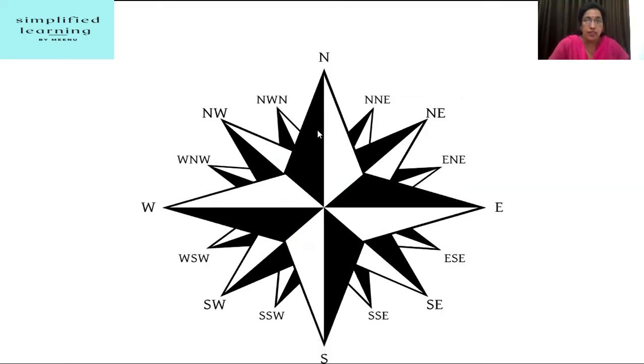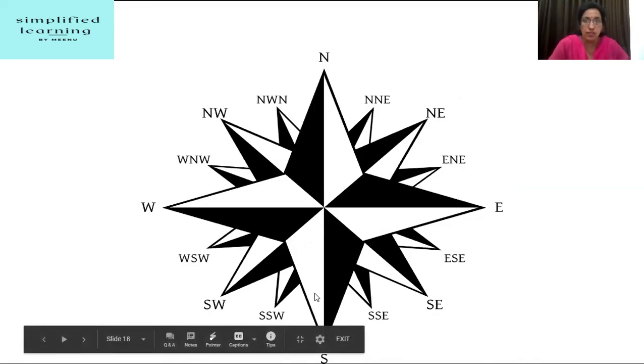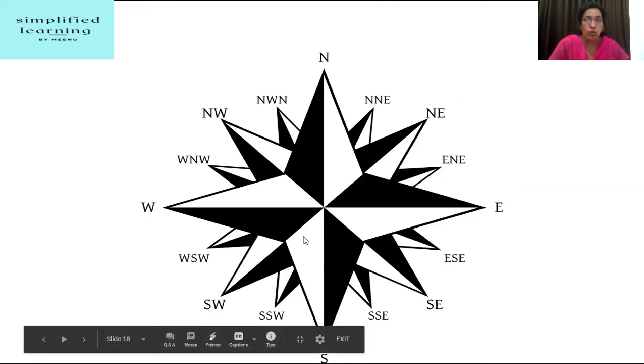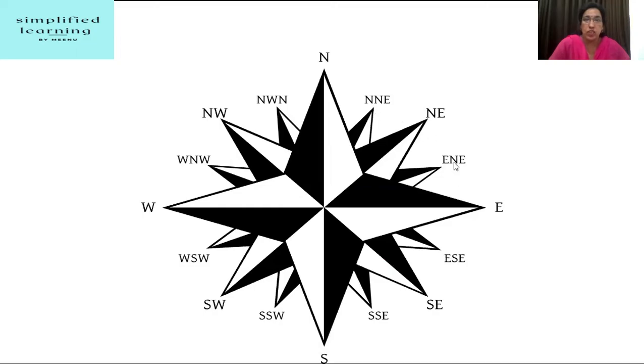So now what do you understand by this figure? Okay, we have 4 cardinal directions: north, south, west and east. Then we have an intermediate direction right in the center of north and east. We have northeast. Here we have northwest. Just now we have talked about that. Then we have west, south, and we have east, south. But what do these two directions mean, which are in between the cardinal and intermediate directions?